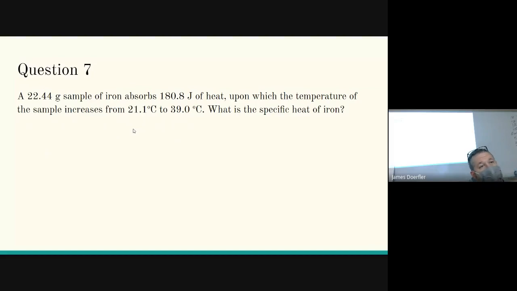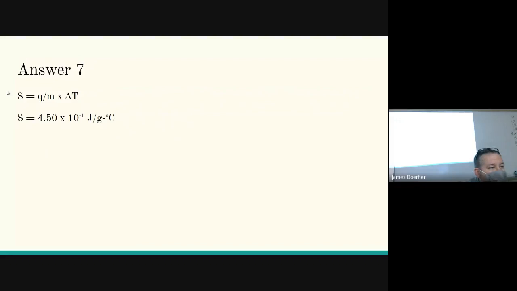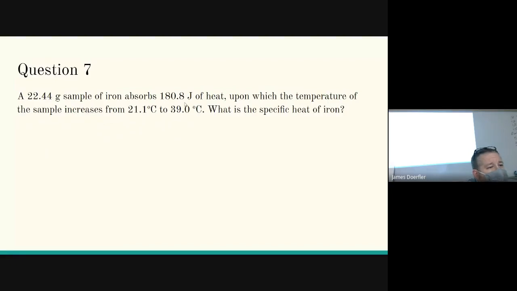So again, thinking about the formula of specific heat, you have S, which is specific heat, is equal to Q, which is the heat transferred, divided by the product of mass times the change in temperature. Now, for the case of specific heat, you must make sure that your mass is in grams this time. You see it in the unit itself. It's right here. So you have the heat transferred is the 180.8 joules of heat. That's your Q. You have your mass, 22.44 grams. Don't have to make any changes to that.